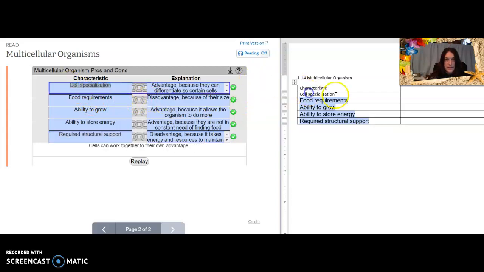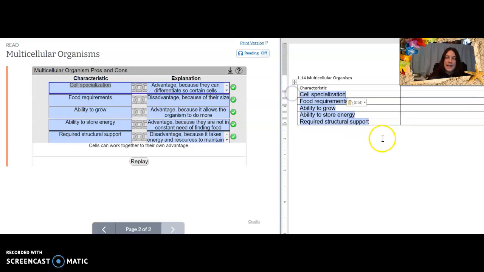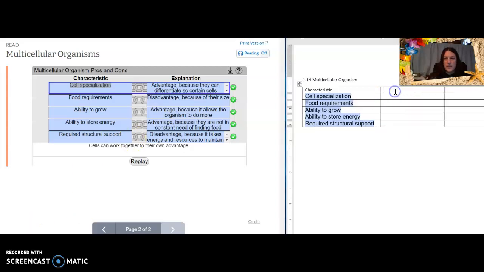Now, for this next part, I'm not going to write down exactly what they put because the way that they wrote this down is not the way I talk. So what I'm going to actually do is I'm going to add another column. And in my column, I'm just going to write, is it advantage or disadvantage?